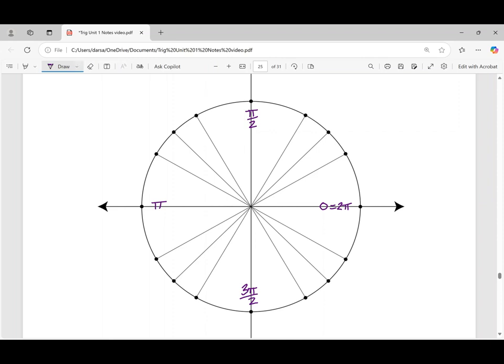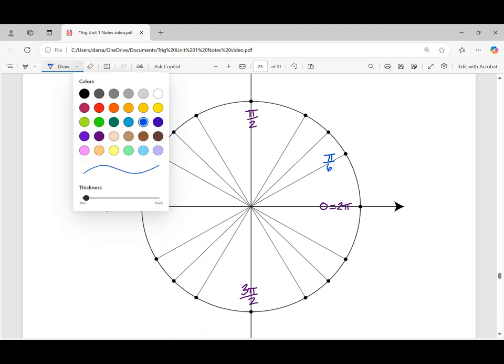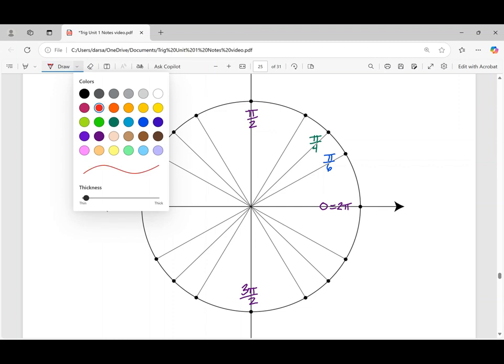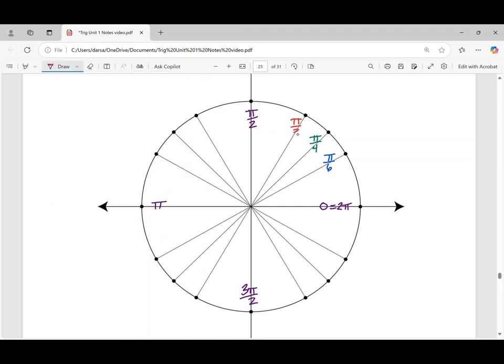Now, in the first quadrant, we're going to memorize that this first angle is 30 degrees, which is our pi over 6 radians. The second angle is 45 degrees or pi over 4 radians. And the third angle is 60 degrees or pi over 3 radians.